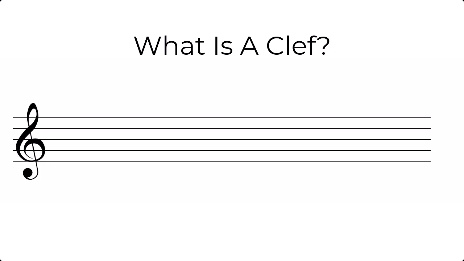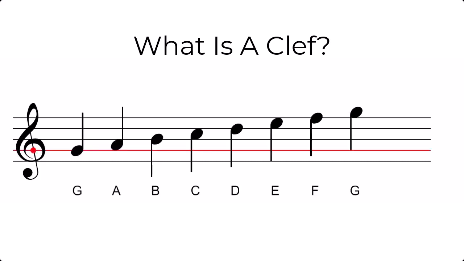As for the notes, there's an important pattern. These notes are arranged in alphabetical order, and once you get to G, it starts over with A. Sometimes notes can be extended with a ledger line.